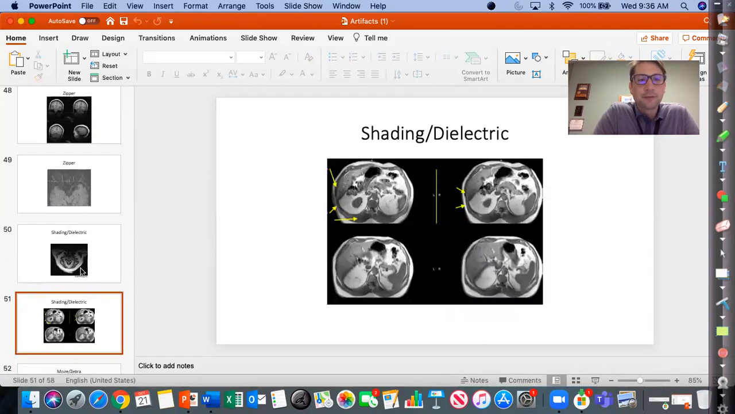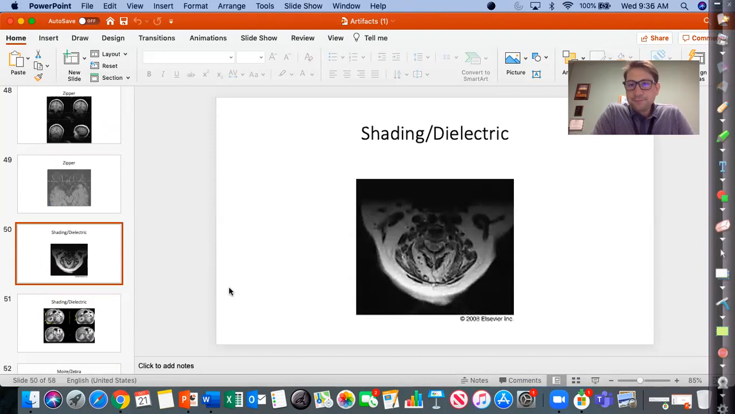All right, next one, we talked about shading. Just look at how the posterior part of the patient here for the C-spine axial is brighter than the anterior part of the C-spine. This could be caused by just not having the anterior C-spine coil on, or it's not appropriately placed on the patient. So you look at how it's darker here than it is back here.